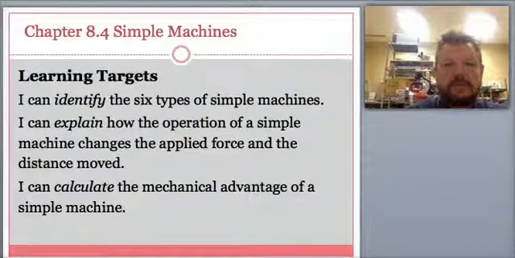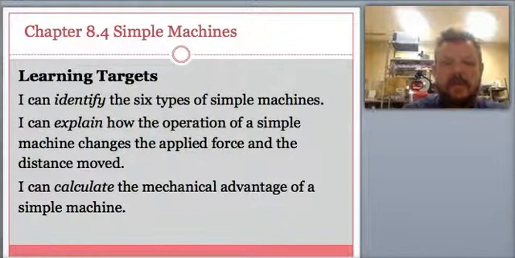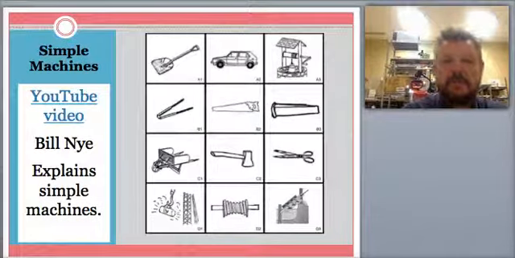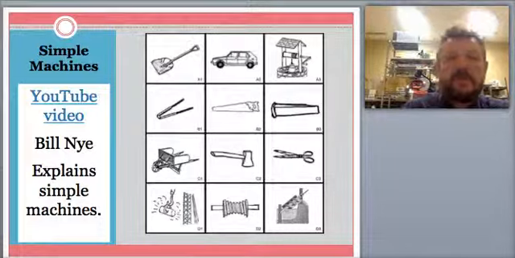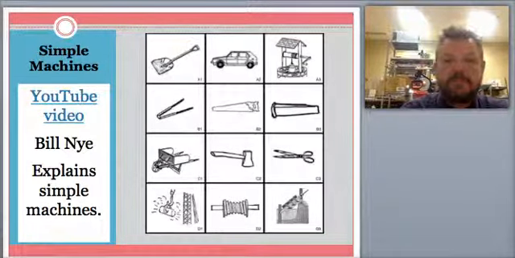The learning targets for this unit are: I can identify the 6 types of simple machines, I can explain how the operation of simple machines change the applied force and distance moved, and finally I can calculate the mechanical advantage of a simple machine. We will watch a Bill Nye video on simple machines prior to moving on.